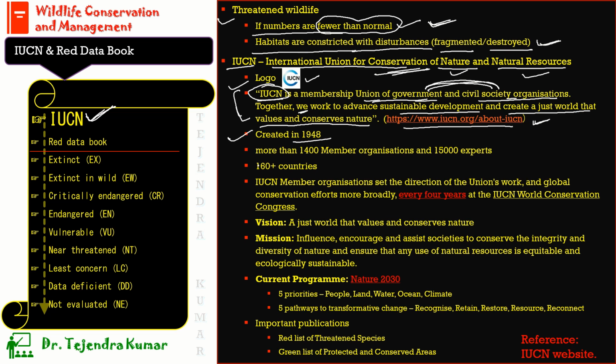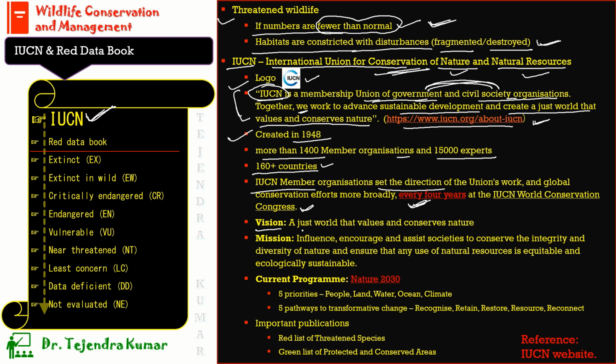IUCN was created in 1948. More than 1,400 member organizations and 15,000 experts are working in this institution. 160-plus countries are involved, and IUCN member organizations set the direction of the union's framework and global conservation efforts. More broadly, every 4 years the IUCN World Conservation Congress is held. So every 4 years there is a large congress where all the member countries come together, set the directions, and make efforts for conservation. They also publish their report every 4 years, which is the Red Data Book. I'll talk about that later.